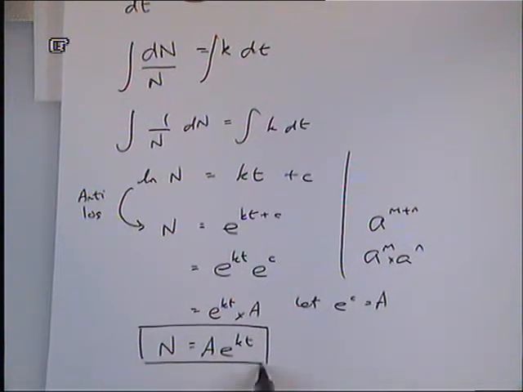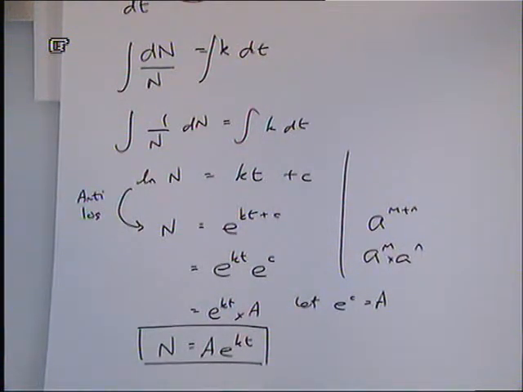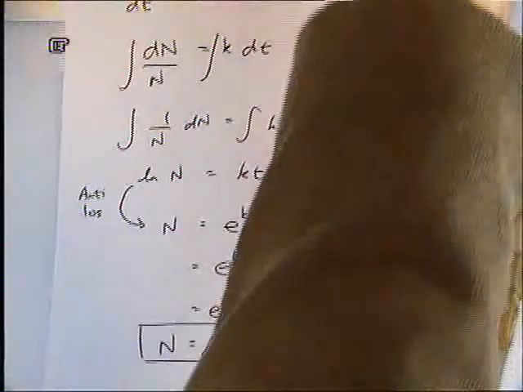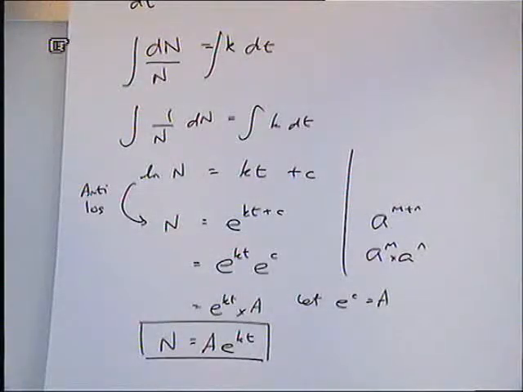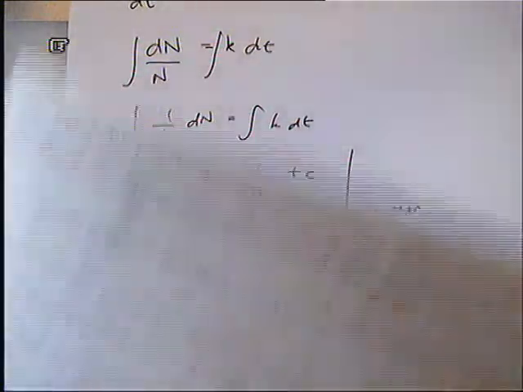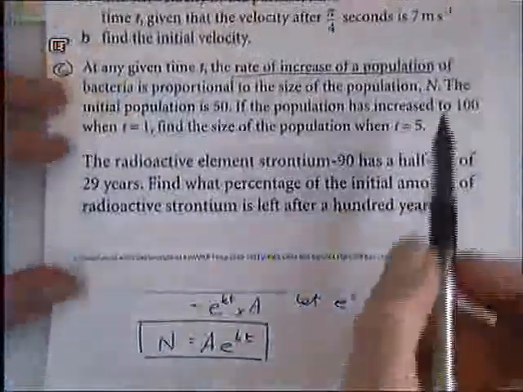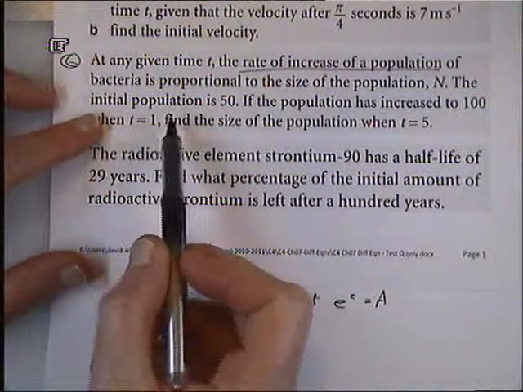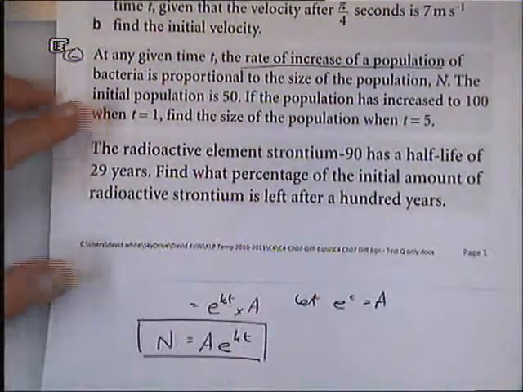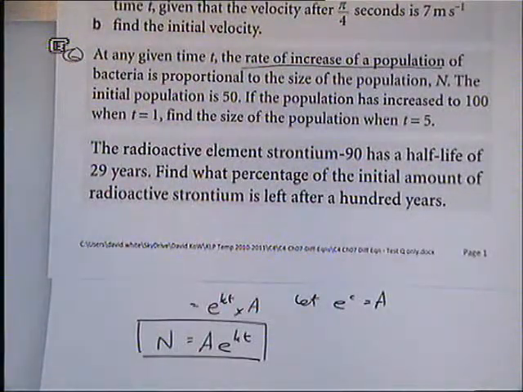So we've now got a formula for n. We've still got this k in here, which we'll have to work out what that is in a minute. We all right so far? So, going to the question, what information do we know? We know the initial population is 50. What does initial tell us? We had it in the last question.